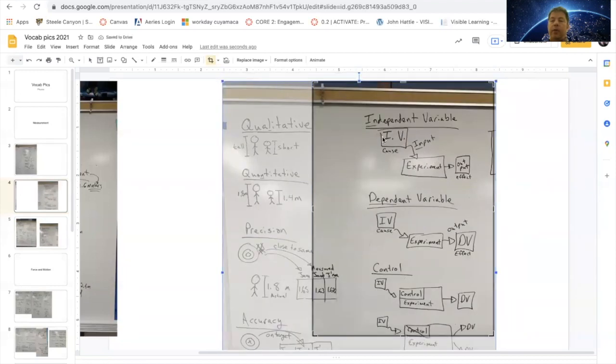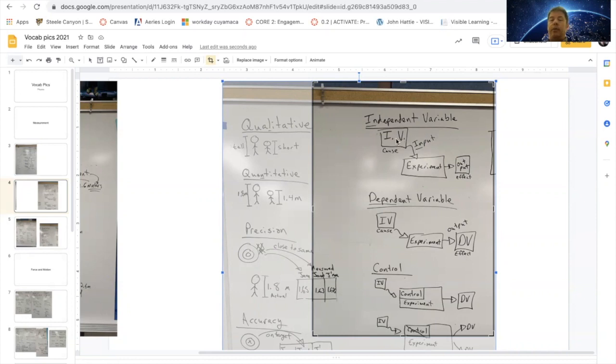Independent variable. We shortcut independent variable to the letters IV, and dependent variable, we shortcut to DV. So how this works is the independent variable is an input or a cause for an experiment. So if I'm going to measure a plant and its growth, I'm going to input sunlight. That's what I'm going to test. And then I'm going to experiment and see what is the output, what is the effect.